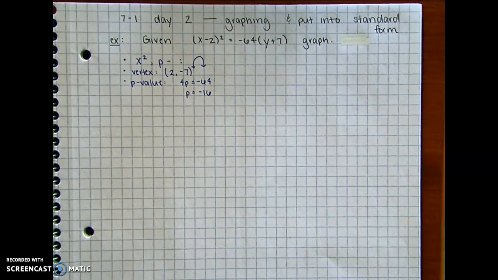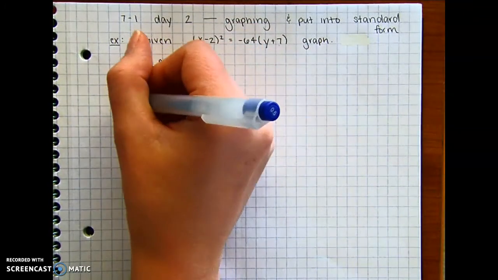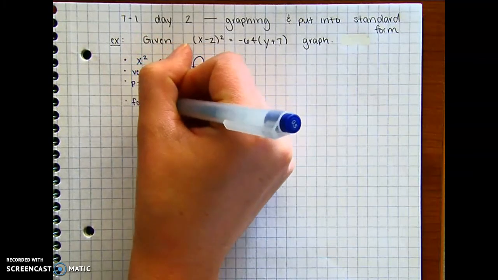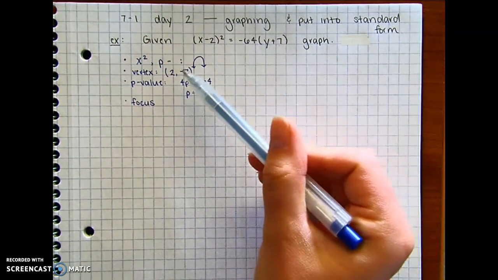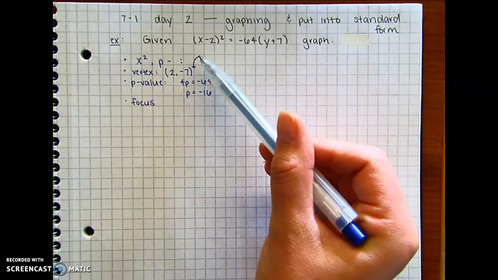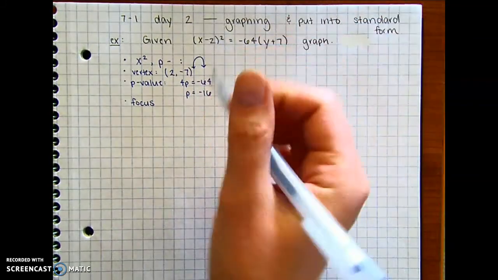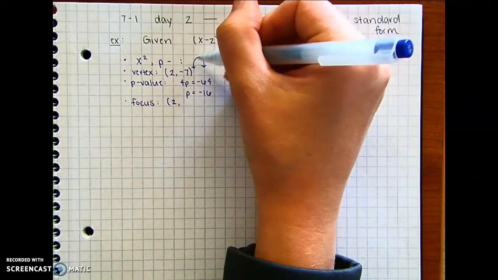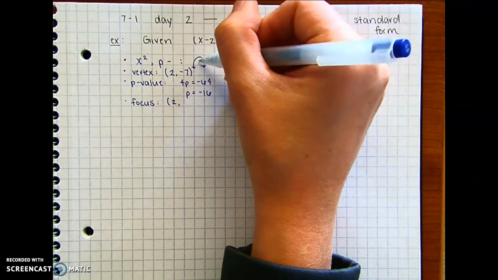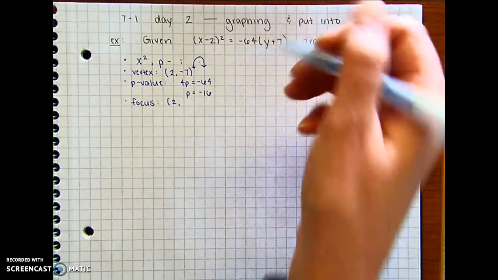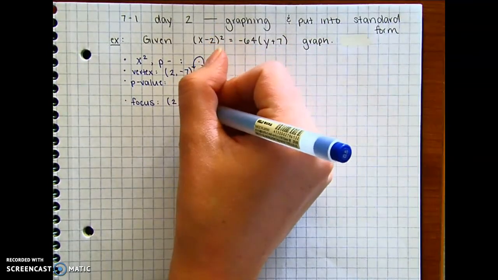Now that we have the p-value, we're going to use that to help us find our directrix and our focus. So because our vertex is going to be here, the focus is inside. And so that means that the x value is going to stay 2, but the y value is going to have that p-value distance between the vertex and the focus. So we're going to do negative 7 and then subtract 16. So that'll be negative 23.